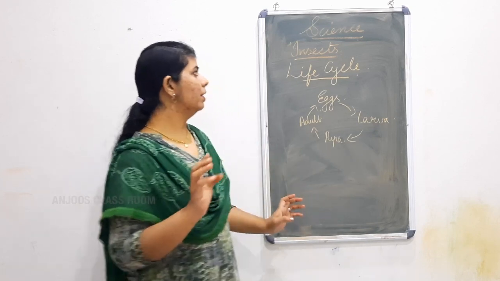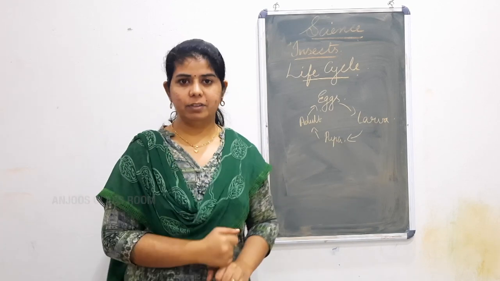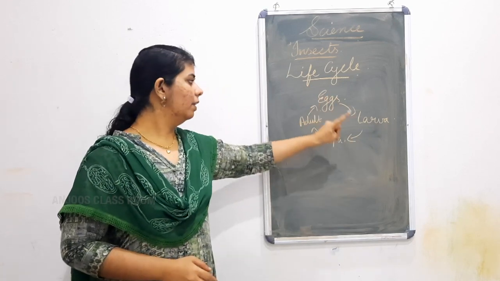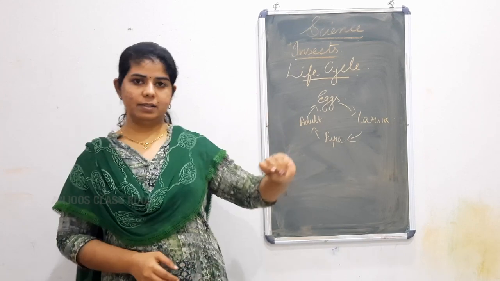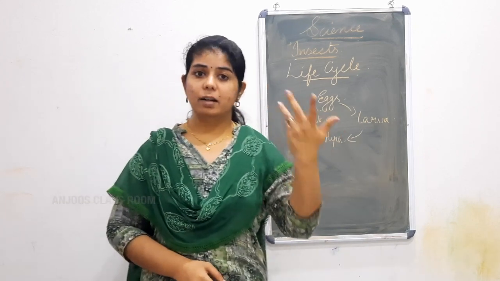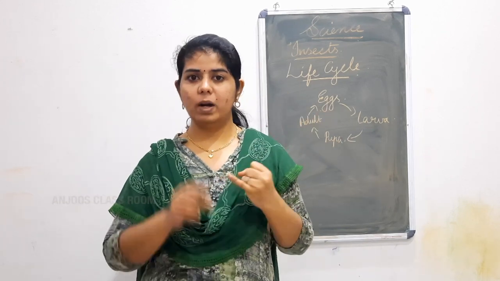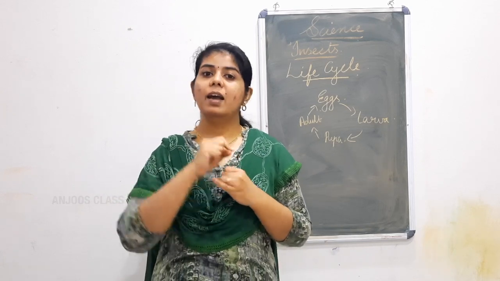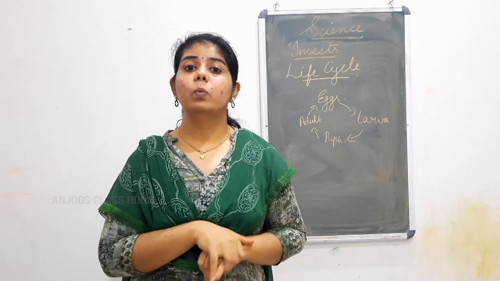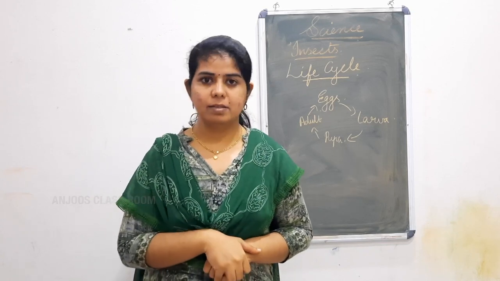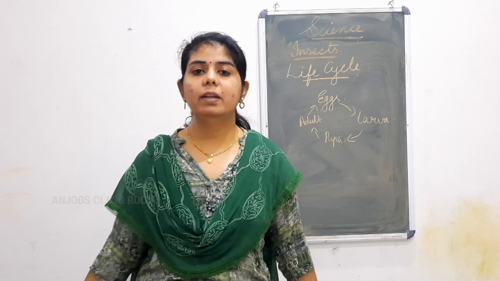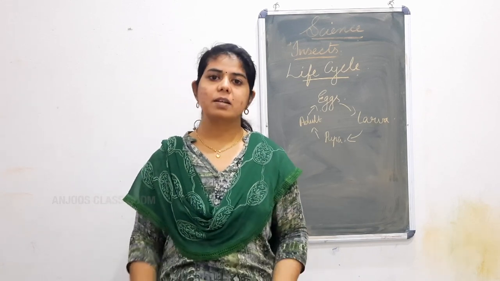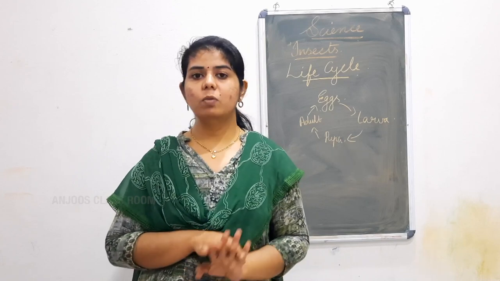So what all we have learned in this chapter now? The life cycle of the honeybee. Four stages are there: egg, larva, pupa and the adult. Yes, then there are different useful insects. One is honeybee. Find one more example for it. Yes, and there are many harmful insects which can cause diseases. And how can we prevent the insects? Yes, so go through the chapter once more nicely.